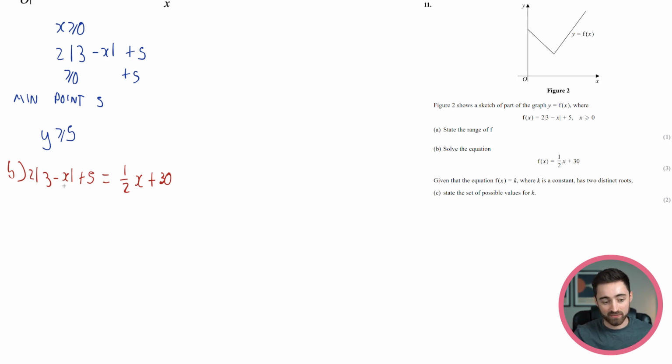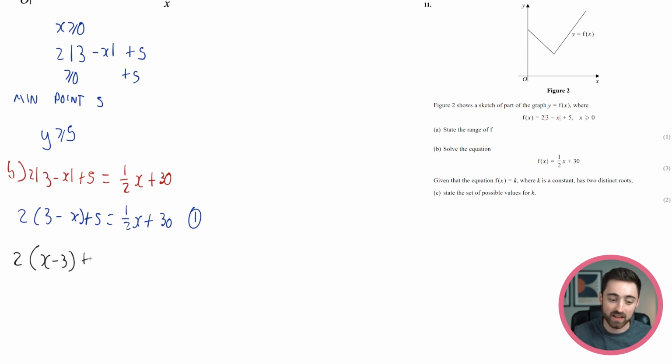In other words, there's 2 situations that can arise here. There is the fact that this thing inside the modulus was positive anyway, so the modulus signs actually aren't doing anything. So it's the same as solving the equation 2 times 3 minus x, plus 5, equals a half x plus 30. So that might be one equation to solve. And then the other one is that this 3 minus x was negative, but then the modulus made it positive. In other words, the modulus flipped the sign of everything inside the 3 minus x. So that would correspond to the equation 2, and then flipping the sign of the 3 minus x would be multiplying by x minus 3, and then plus 5 equals a half x plus 30.